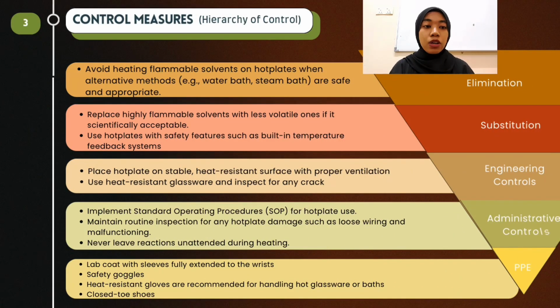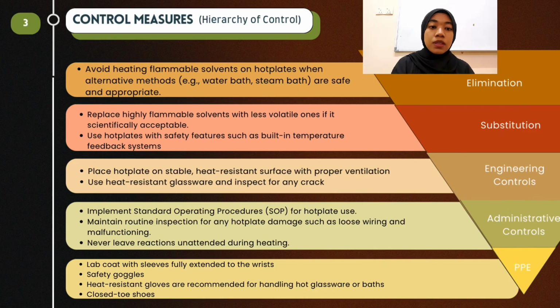To reduce the risk, we apply the hierarchy of control. Firstly, we have elimination. We should avoid heating flammable solvents directly on hot plates when there are safer alternative methods, like a water bath or steam bath, that can be used. Under elimination, we have substitution. Highly flammable solvents can be replaced with less volatile ones, and we can use hot plates with safety features such as built-in temperature feedback systems. Third one, engineering controls.